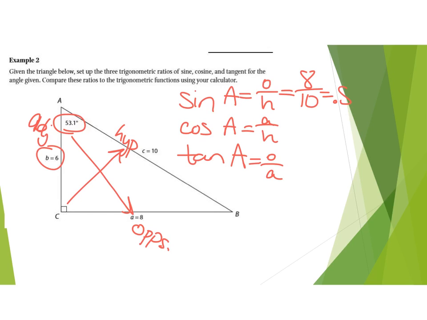Decimal version, use your calculator, 0.8. Adjacent over hypotenuse is 6/10. Decimal version, right there. O over A is 8/6. Decimal version, 1.3 repeating. Those actually look really familiar from the problem we just did.